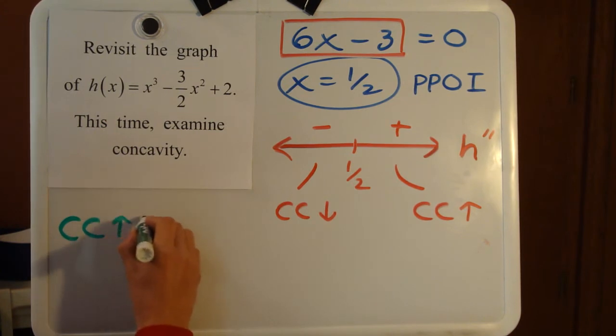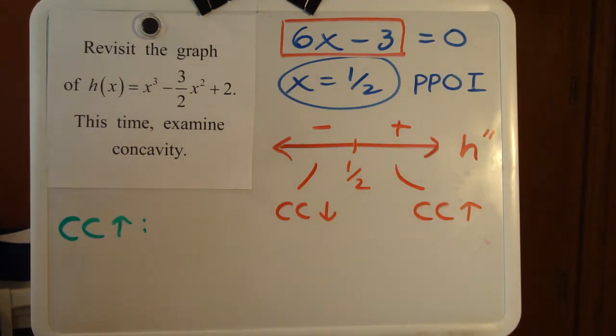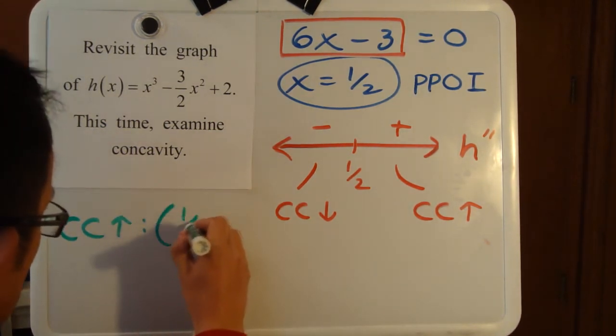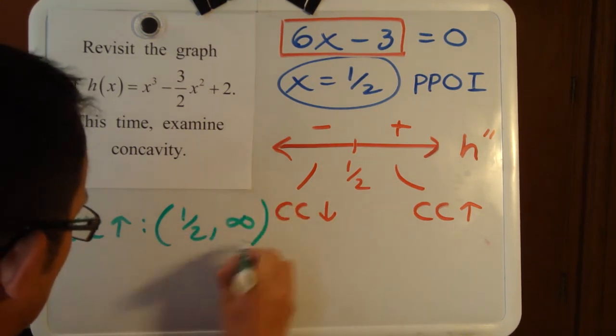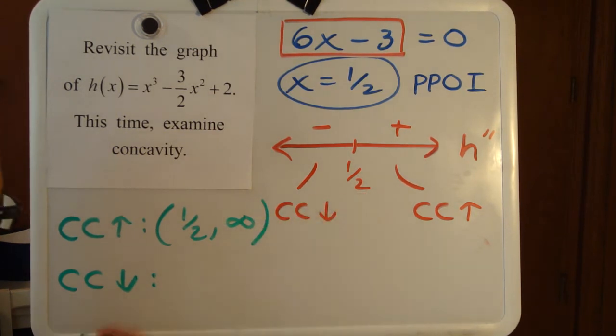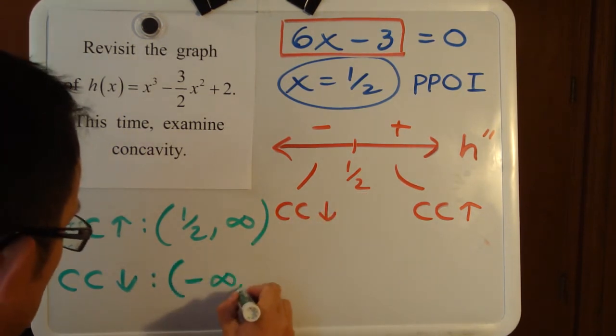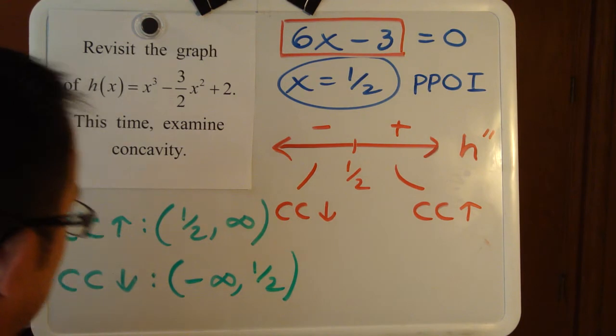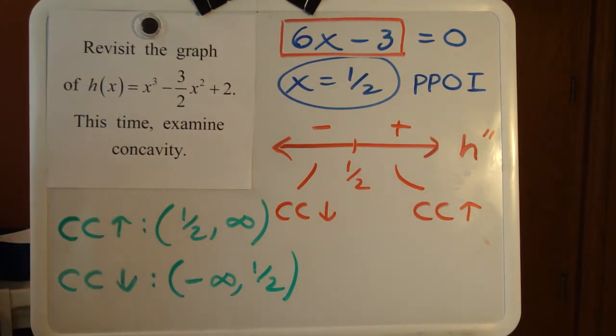So concave upward, right, that's going to be to the right of 1/2. So it'll be 1/2 to positive infinity. And then we're going to have concave downward to the left of 1/2. So negative infinity to positive 1/2. So these are the intervals where the graph is concave upward and concave downward.